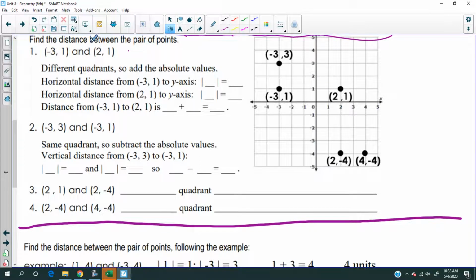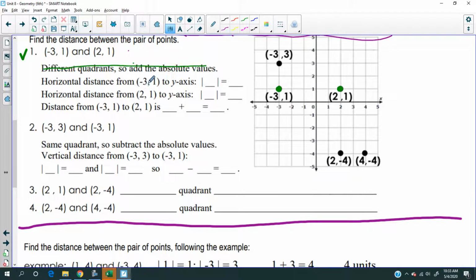So find the distance between the pairs of points. Where is this? I'm gonna color code this. -3, 1. So we're talking about this one. I'll color code it in green. This point and 2, 1. Okay, I thought it was this one. So these are the points we have to focus on, right? Different quadrants.